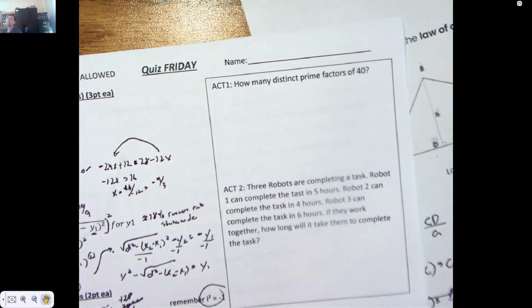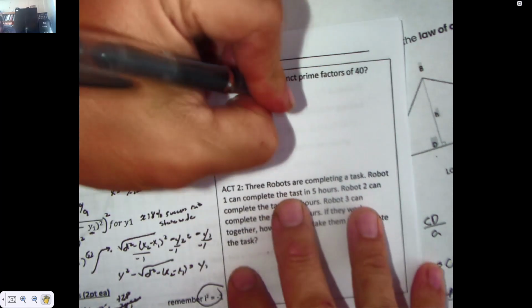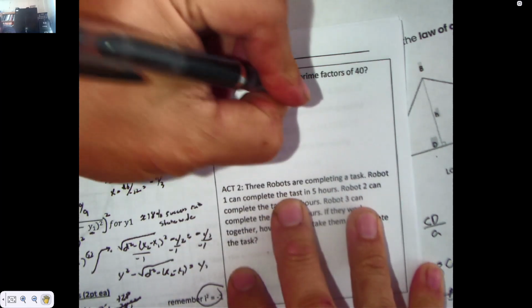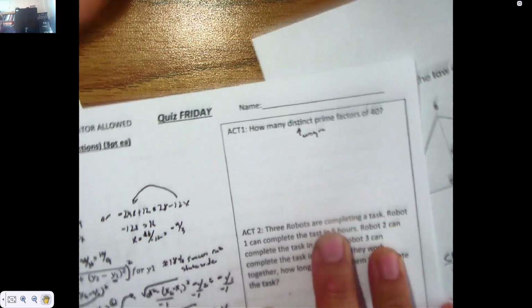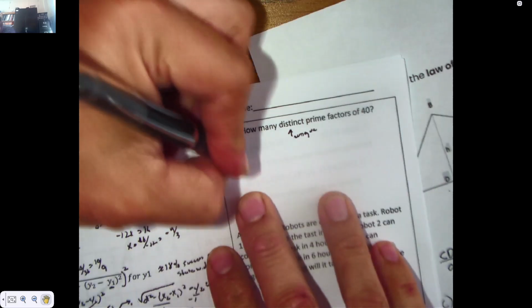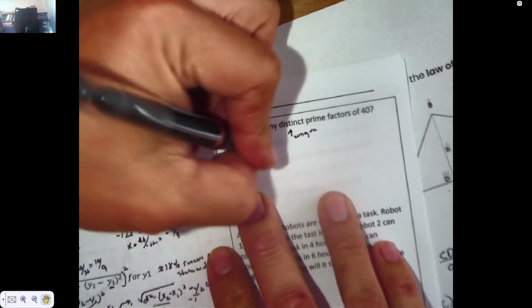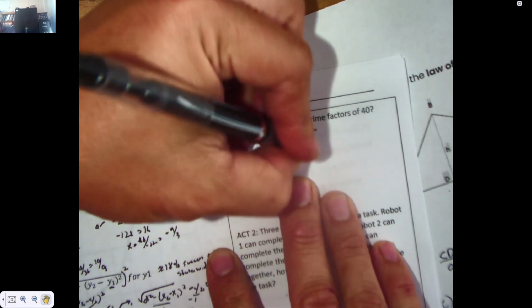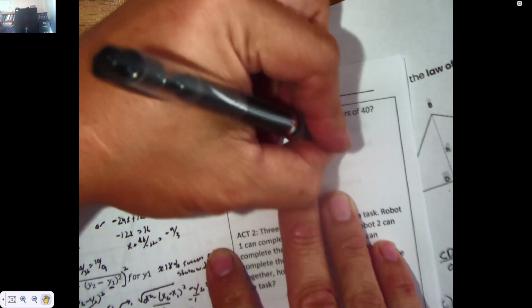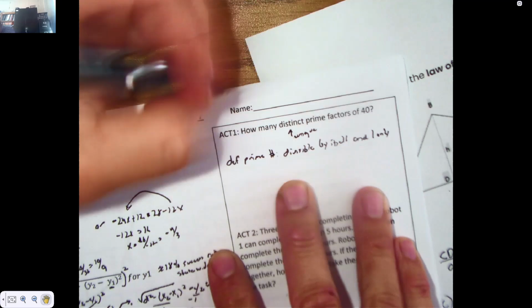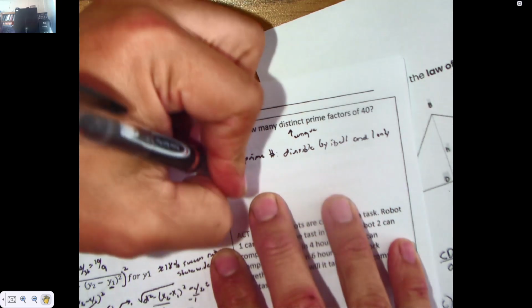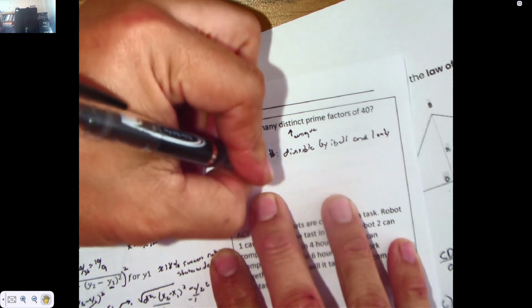ACT: how many distinct prime factors does 40 have? Distinct means unique. All right, first off, definition of a prime number: divisible by itself and one only. One is not a prime.